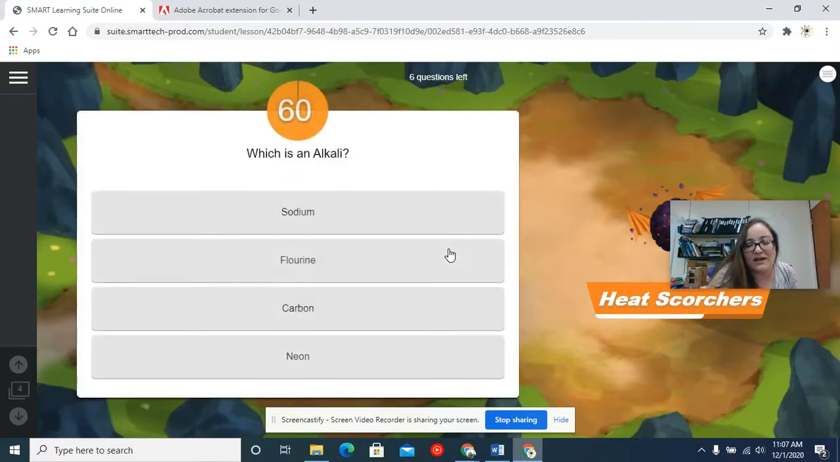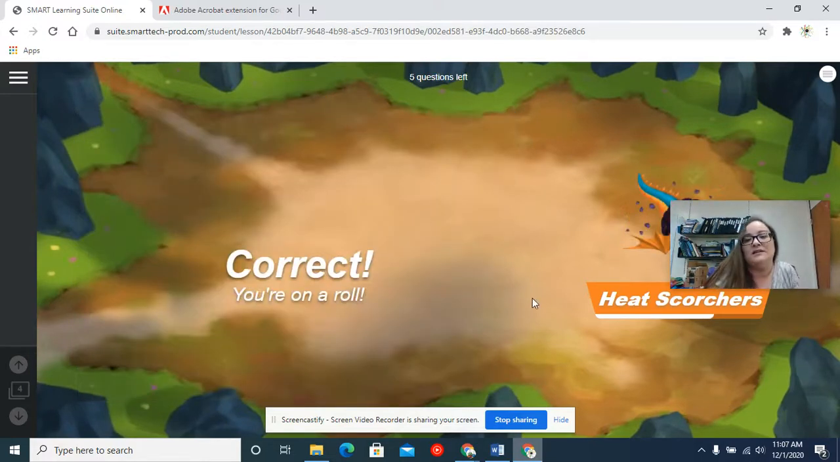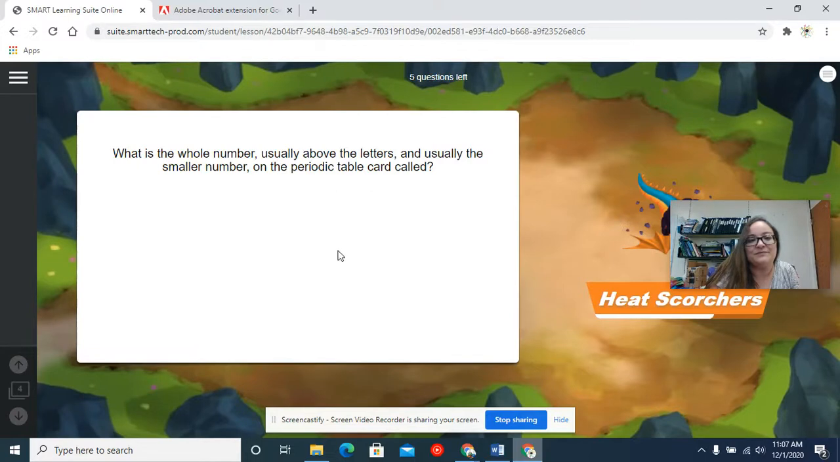Which one is an alkali? So the alkalis are family 1, the ones all the way over on the left-hand side of the periodic table: lithium, sodium, potassium, rubidium, cesium, and francium. Sodium is our alkali there.